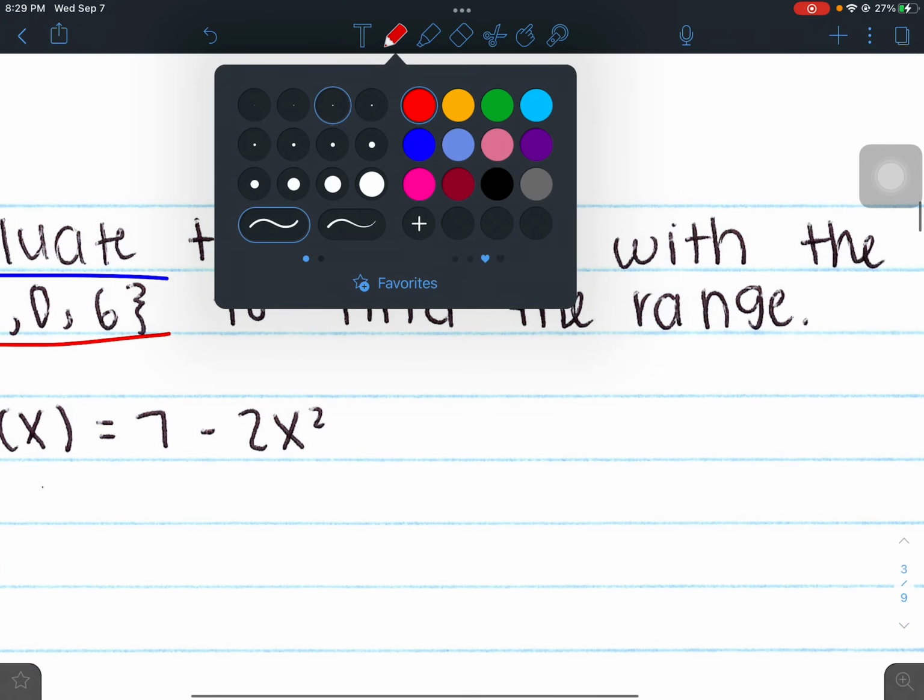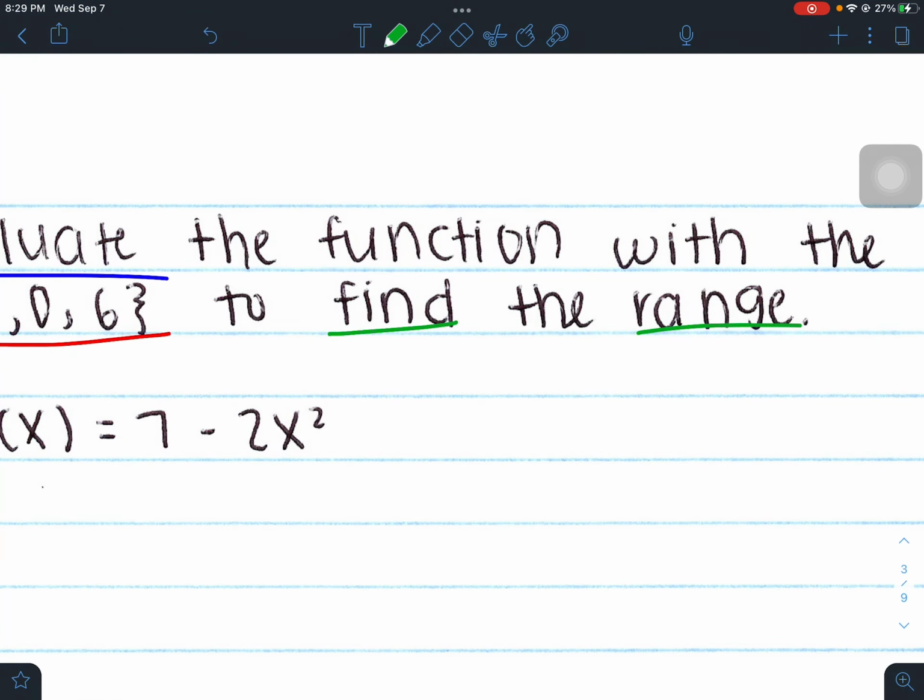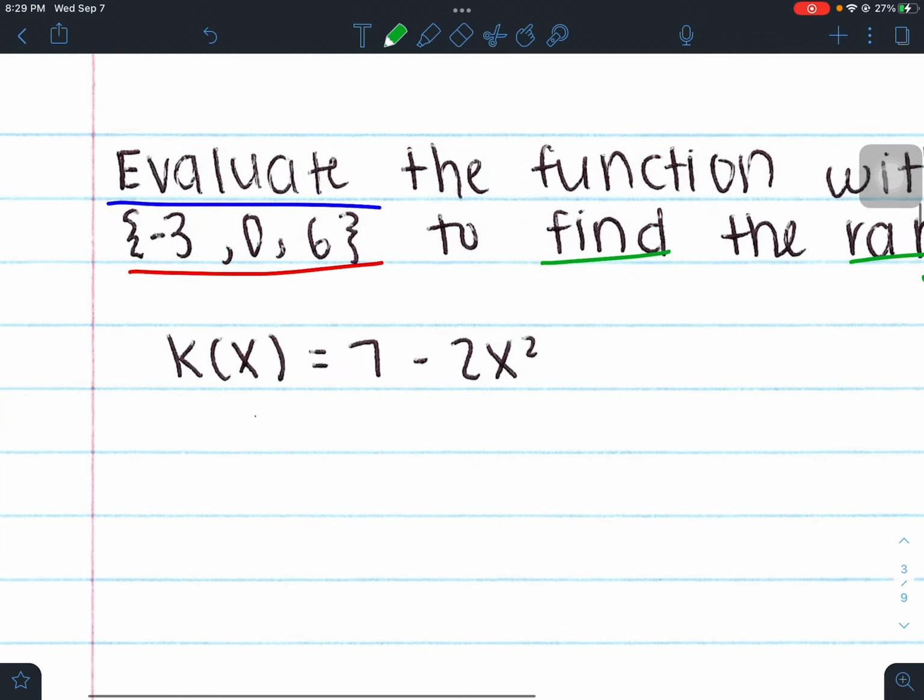And in the end, they want us to find the range. Well, what variable is associated with range? Your y variable. So they're giving you x, and they want you to find y. So typically, you're going to be given one, and you're asked to find the other. So in this case, we're given 3 x values. They want us to find the 3 y values.